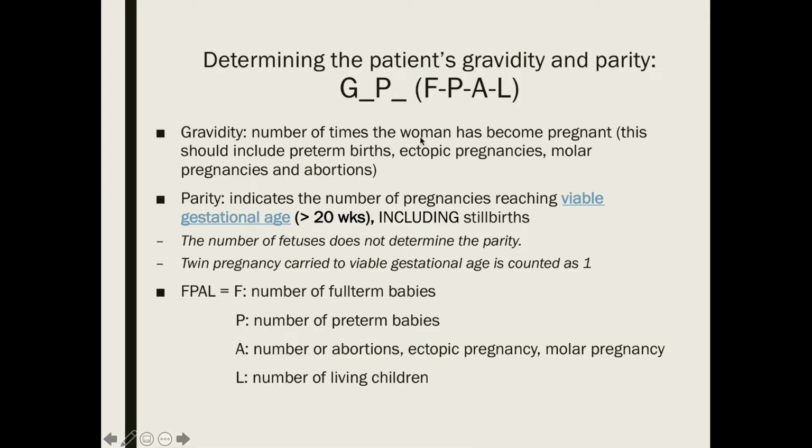Okay, so what does FPAL stand for? F stands for the number of full-term babies, P stands for the number of preterm babies, A is the number of abortions, ectopic pregnancies, or molar pregnancies, and L will be the number of living children. So let's see some examples so that you will understand this better.